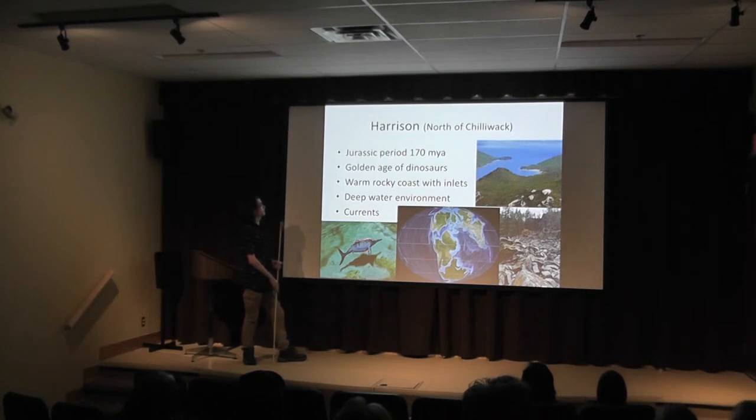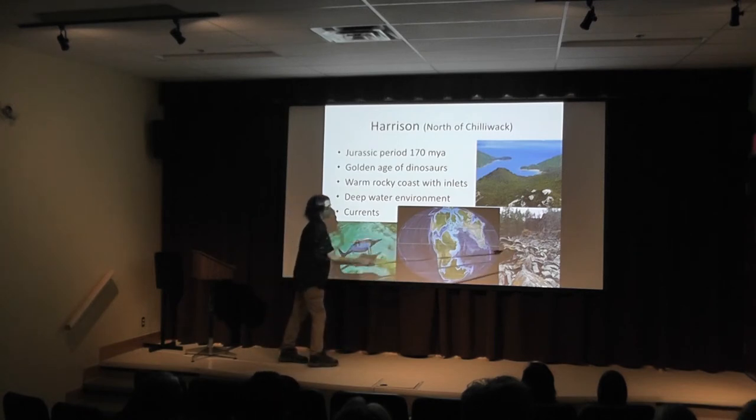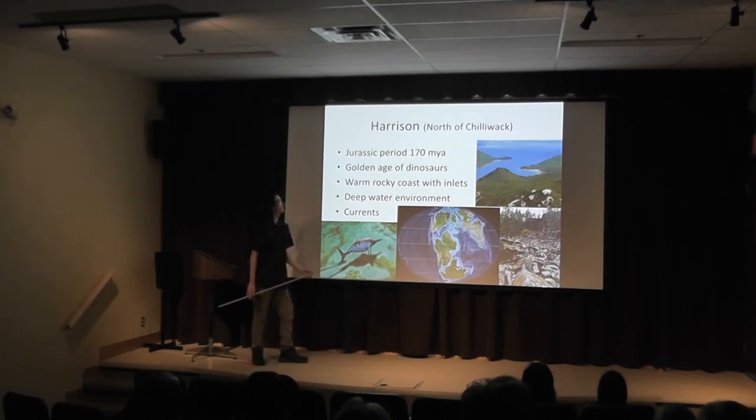Here in British Columbia, it was a warm, rocky coast-like environment with many inlets and strong currents, as well as deep water environments. So you can see we are right up here, and you can see the deeper waters and some of the warmer climate inlets. And this is what some of the sites look like in Harrison, just big boulder fields.